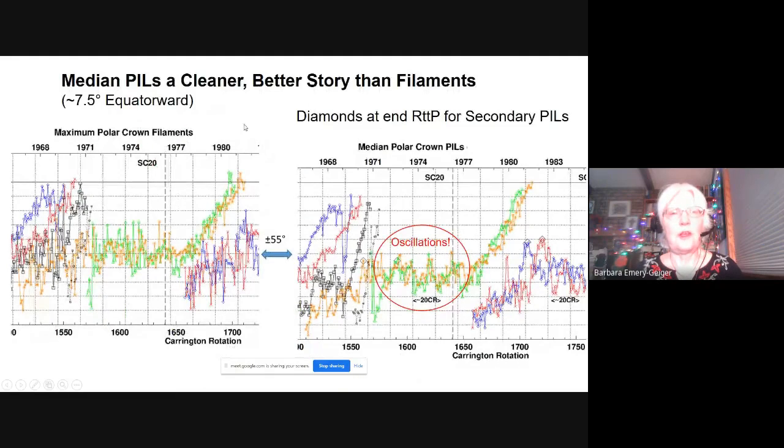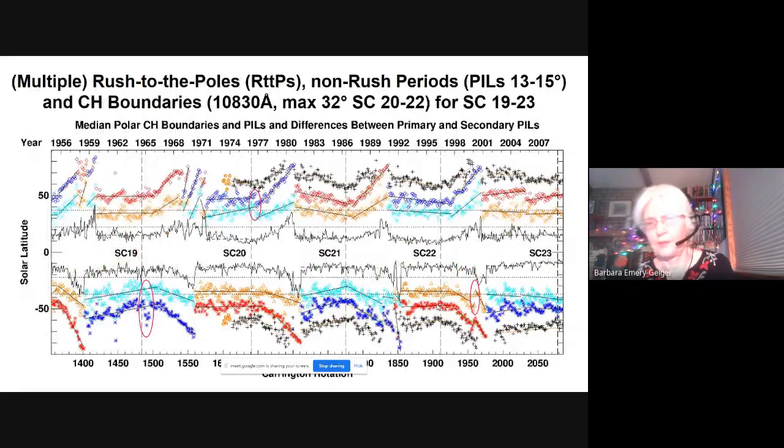This is another one, the same period, but what we're doing here is we are looking at the maximum locations for the polar crown filaments, and here we're looking at the median locations. So the difference between the two is about 7.5 degrees, but it's a much cleaner story. So this is similar to what the filaments would show, but when you clean it up with medians, look how much cleaner it is. You see oscillations. This is what we're looking at. You see these roughly 20 Carrington rotation oscillations.